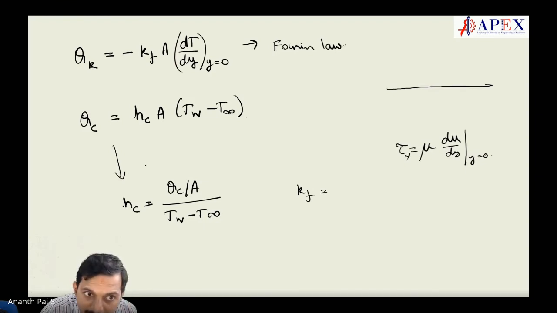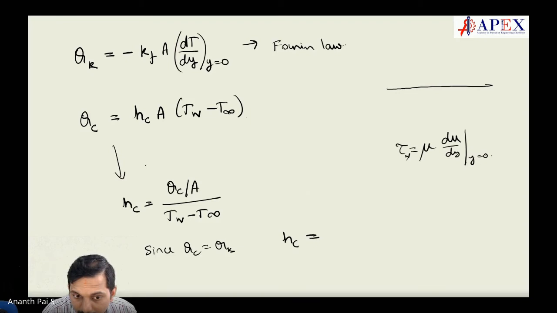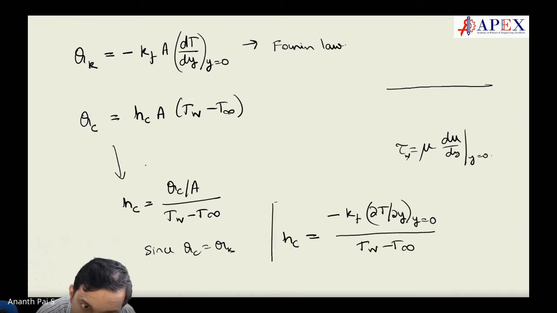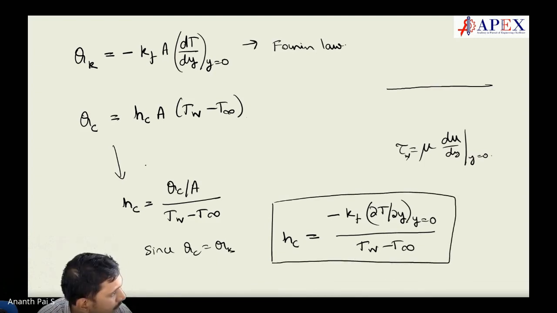KF can be written as, since QC is equal to QK, I can write HC is equal to minus of KF into dou T by dou y at y equal to 0, divided by (TW minus T infinity). This is a very, very important relationship, used in a number of equations. How does that relation come? Makes sense?